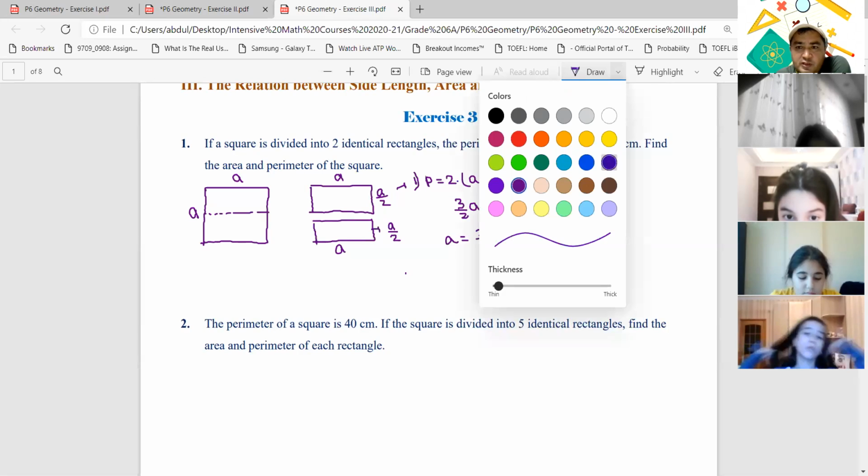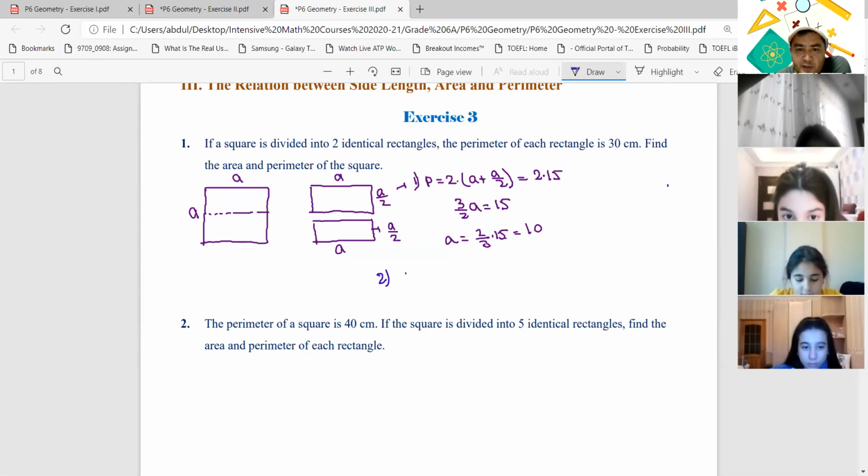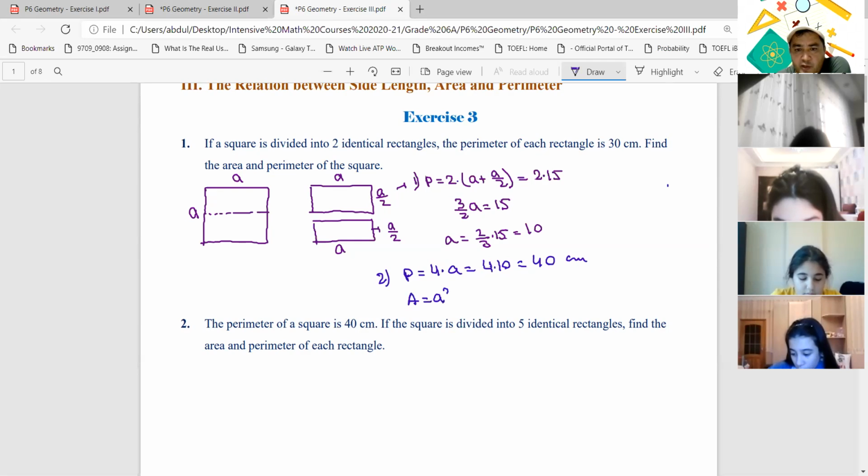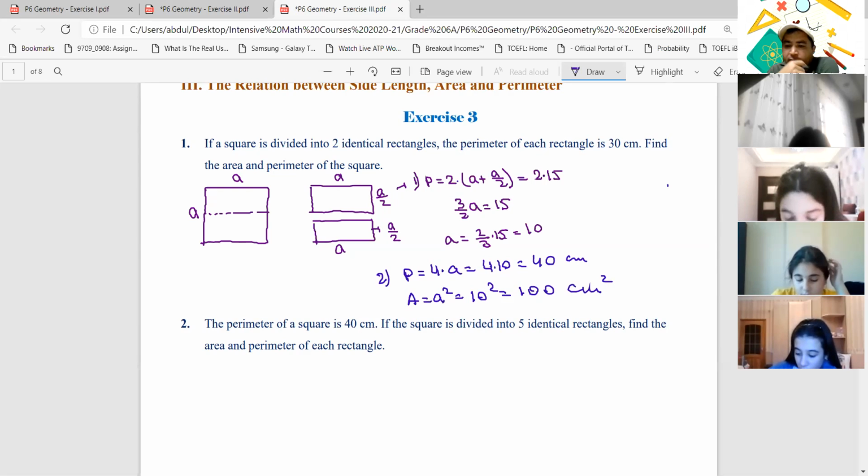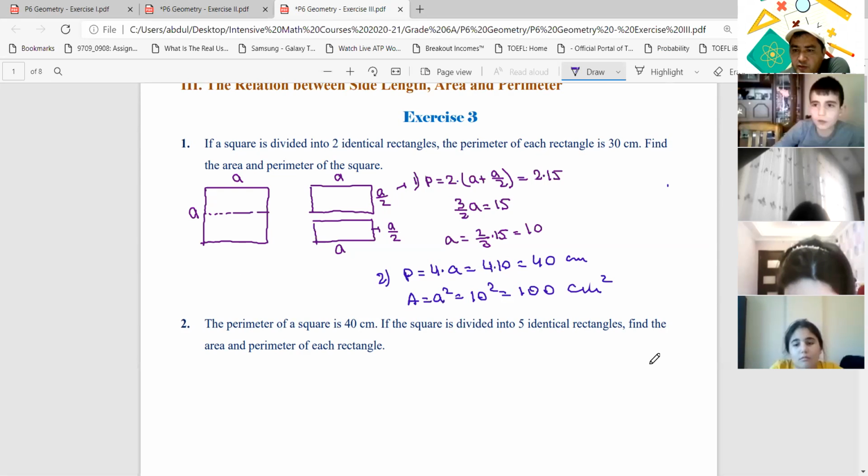Now, to answer part 2, the perimeter of the square, we know that it's equal to 4 times A. That's equal to 4 times 10, which is equal to 40 centimeters. And how about the area? A squared, A equals 10, 10 squared, that's equal to 100 square centimeters. Okay, Sarah, 140, that's correct. Ilkin, only one answer. Elmira, 140, that's correct. Leila, 60 and 400, that's correct, a different answer. Correct. Okay.